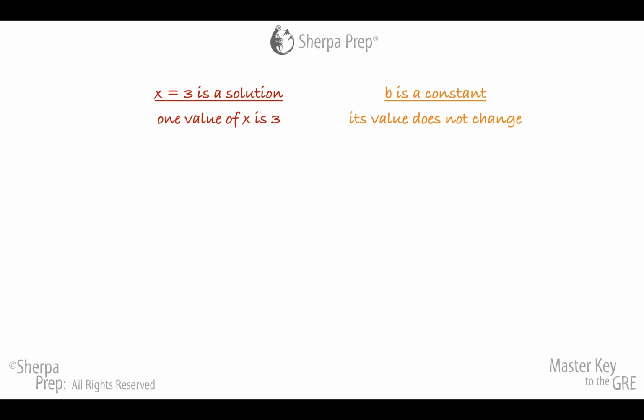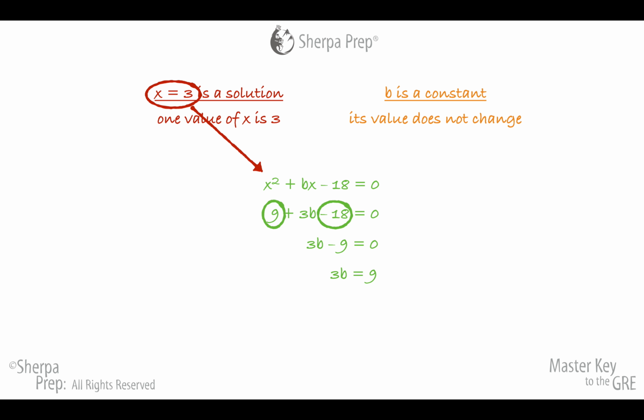So as a first step, if x equals 3 is one solution, let's take this information and plug it into our equation. I think it's going to help us figure out the value of b. So when we plug this in, we get 3 squared, which is 9, plus b times 3, which is 3b, minus 18 equals 0. As a next step, let's combine some of our like terms. For example, 9 plus negative 18, that is negative 9. And of course, we can add 9 to the other side of the equation and then divide both sides by 3, telling us that b equals 3.